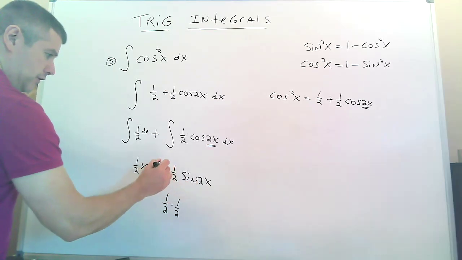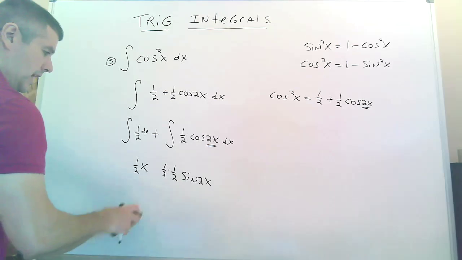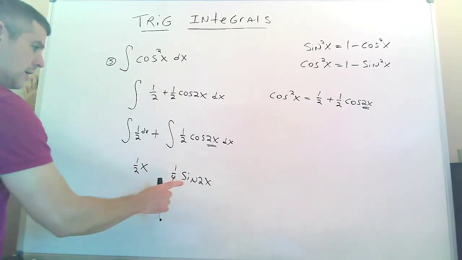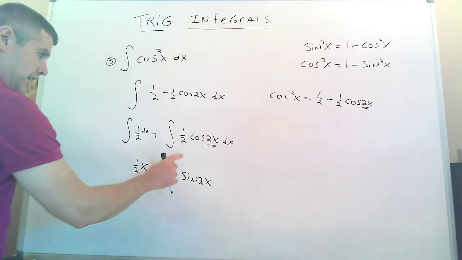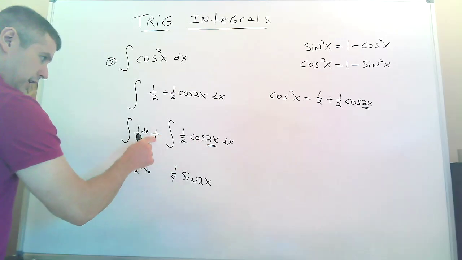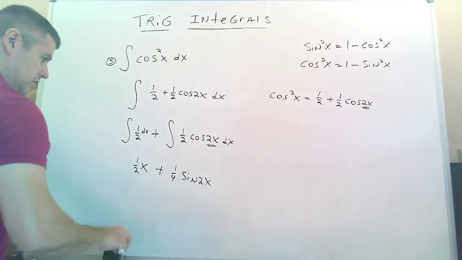You would take this 2, flip it over, put it in front. And that's going to make 1/4, right? 1/2 times 1/2 is 1/4. Now the question is, did the sign change? The derivative of sine is not negative cosine. The derivative of sine is cosine. And there's a plus there. So it stays plus. So the sign didn't change.